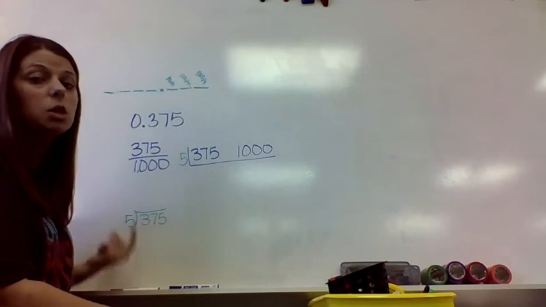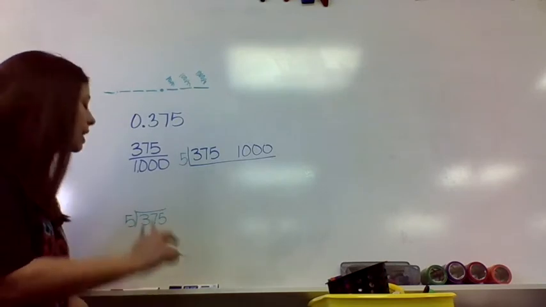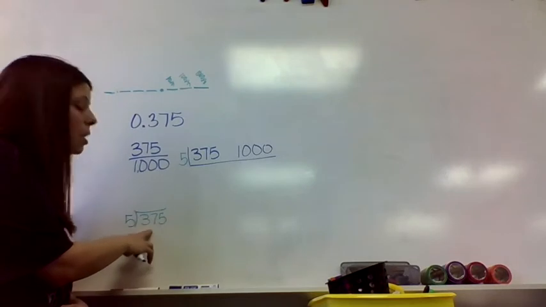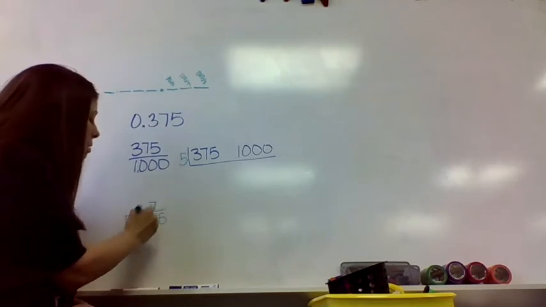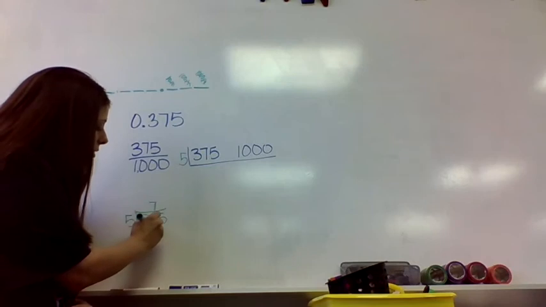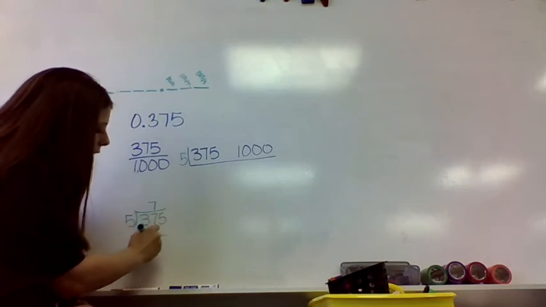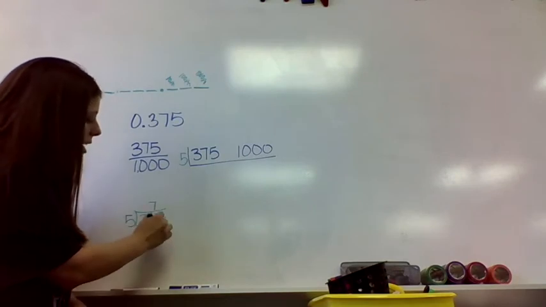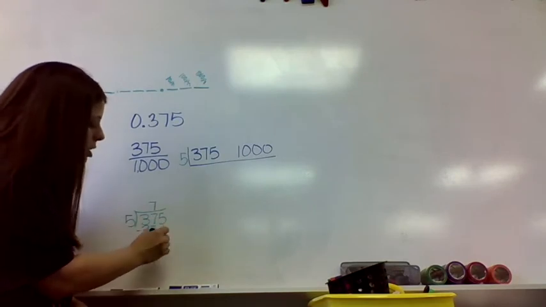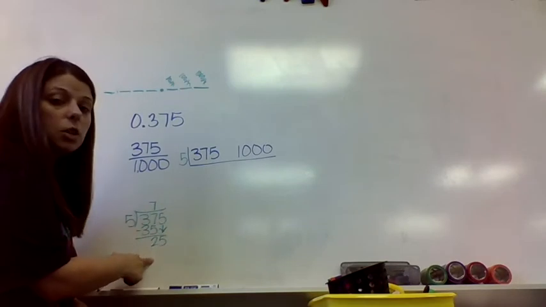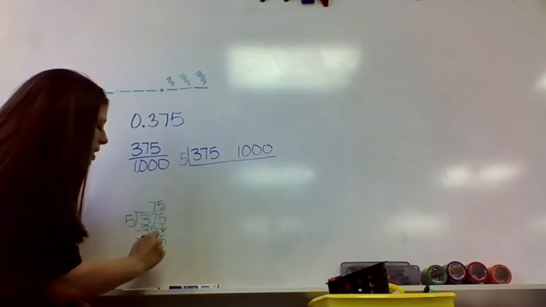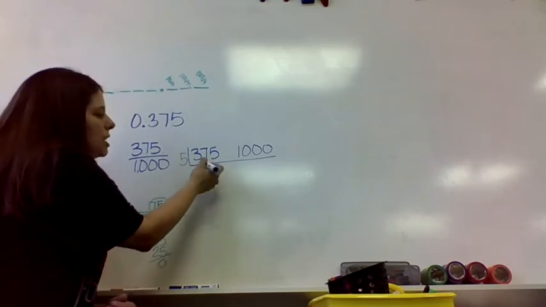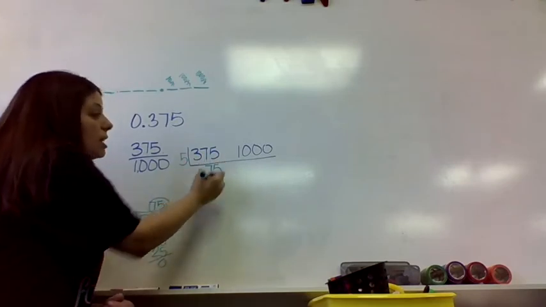Don't be afraid of doing these steps. Don't give up too early. How many times can 5 go into 3? We know it cannot, but 5 can go into 37, and it can go in 7 times because 5 times 7 is 35. When I do that, I get 2 left over for my difference. Then I can bring this 5 down because 5 can't go into 2. How many times can 5 go into 25? It goes in evenly 5 times, and that gives me a remainder of 0. So I know that 5 can go into 375 75 times.